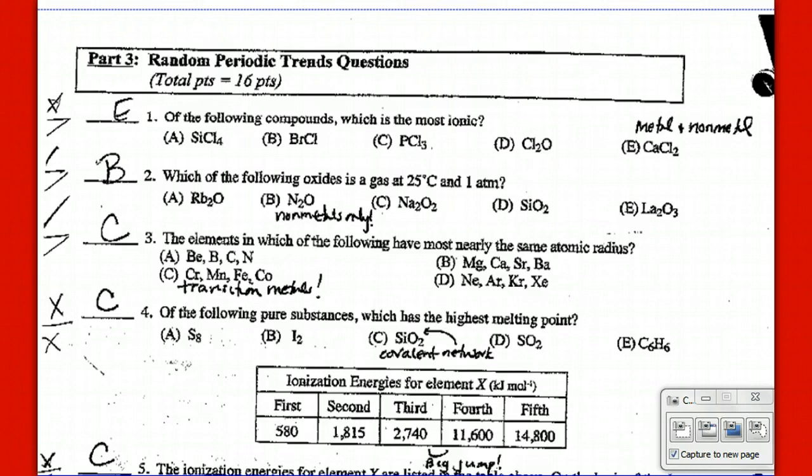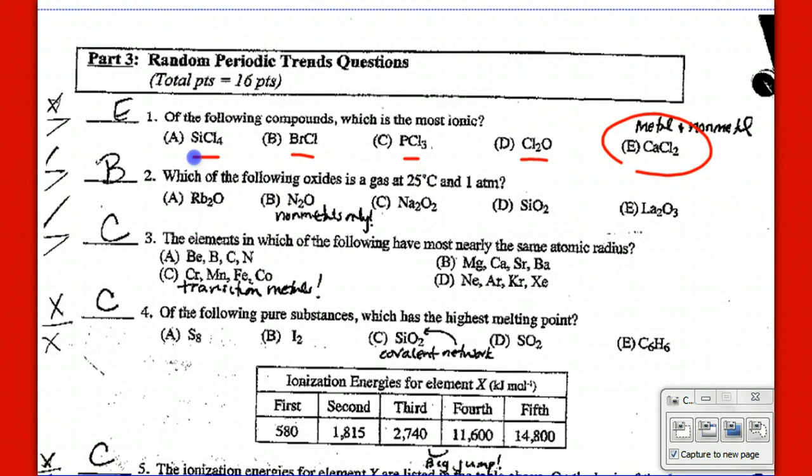Okay, this is a Northmont answer key, and you see the answers are already here, so that makes my life easier. Number one, of the following compounds, which is the most ionic? Well, there's only one ionic compound in the list. Those are all covalent compounds, so it's got to be this one.